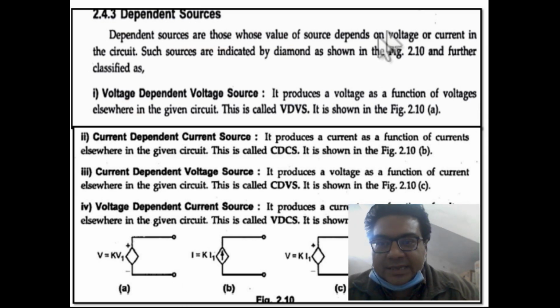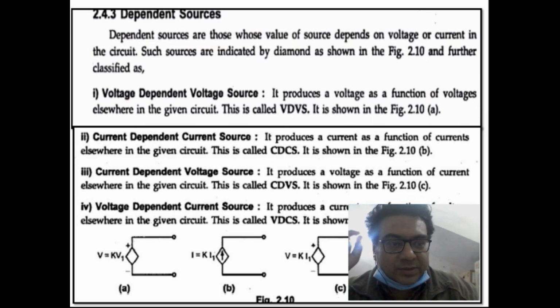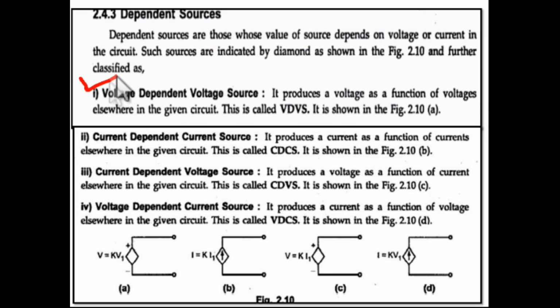So now you can see over here the dependent sources are diamond shaped. You notice over here, the first dependent source is called voltage dependent voltage source. This is the first dependent source. The shape is a diamond and it is depending upon some factor which is kV1. So it is depending upon voltage. So it will be called voltage dependent voltage source. It produces a voltage as a function of voltages elsewhere in the given circuit. So this is called VDVS.